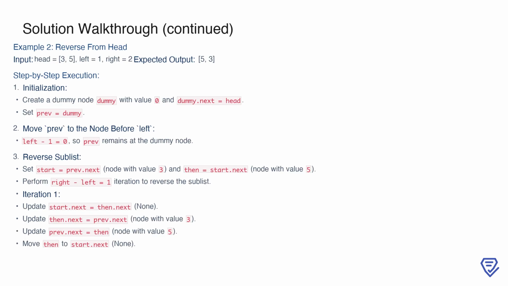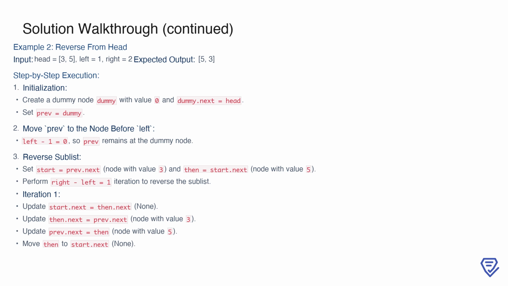In the second example, we're reversing a sublist that starts at the head of the list. Here, the input list is 3, 5, and the positions left and right are 1 and 2, respectively. We start by creating a dummy node with a value of 0 and linking it to the head, as before. The previous pointer is initialized to the dummy node. Since left - 1 equals 0, previous remains at the dummy node.